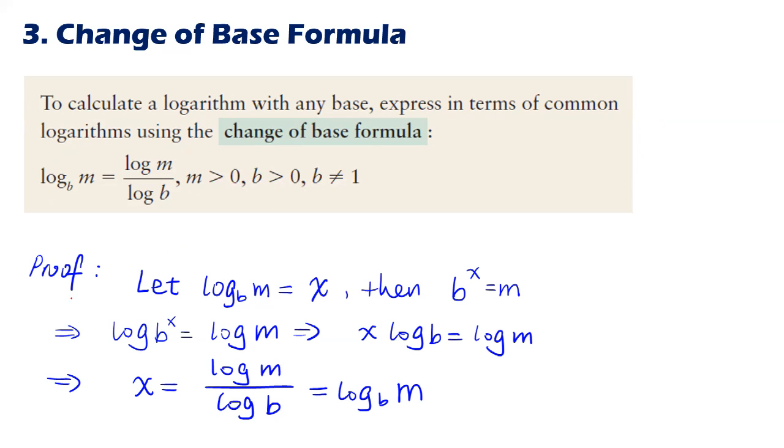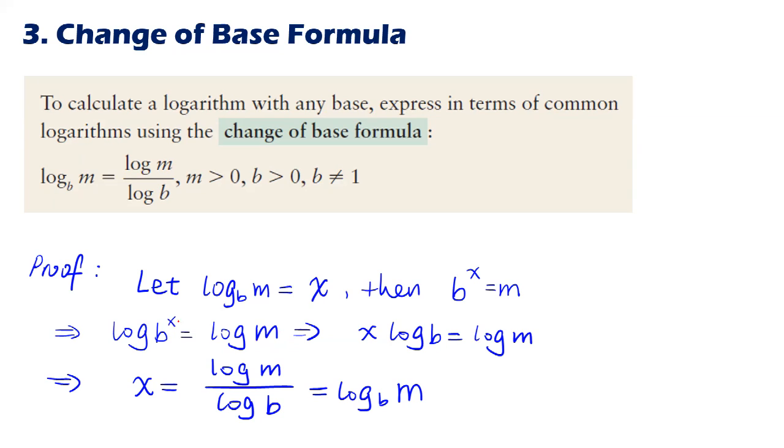Okay, so we can use the following method to prove this formula. First of all, we can let log base b of m equal x. Then, according to the definition of logarithms, this is just b raised to the power of x equals m, right? And we can find the logarithm of both sides using logarithm base 10. So log base 10 of b to the x equals log base 10 of m.